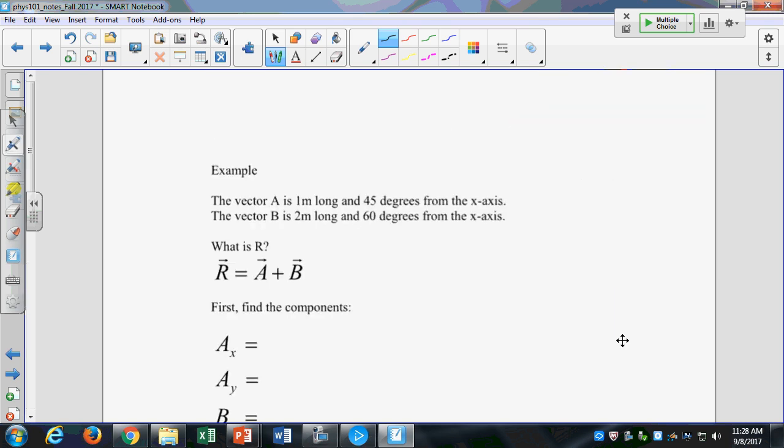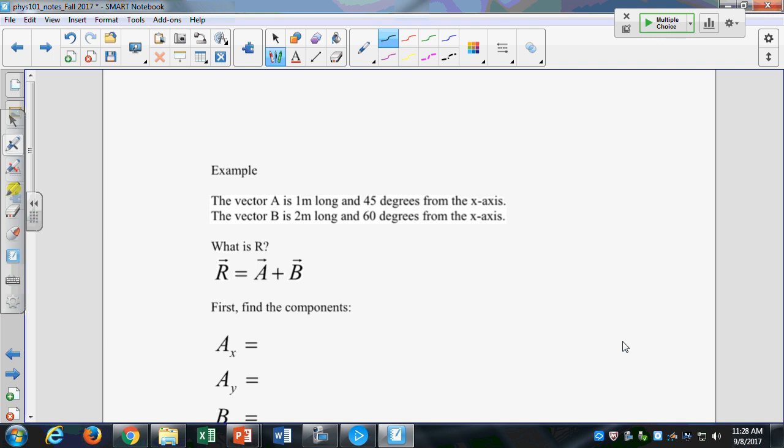Let's do an example. I think it'd be better for you to see one. As an example, this one's going to be a little more complicated than the one you'll see on your test because both of these are off axis. They both have directions. But the process that you go through is still the same.